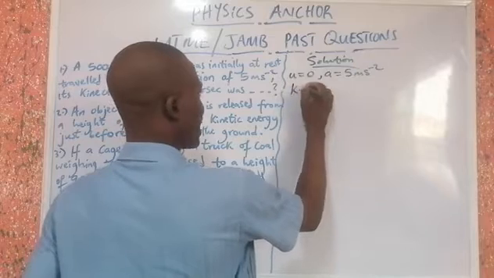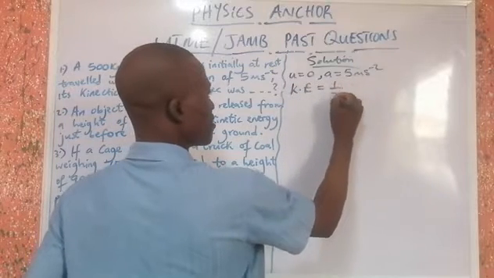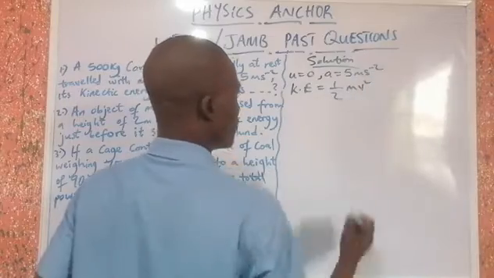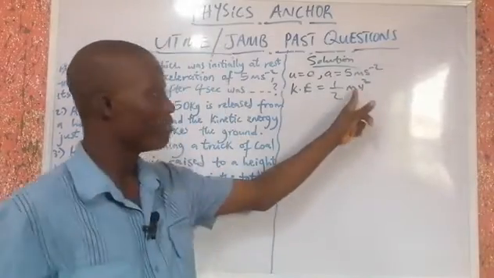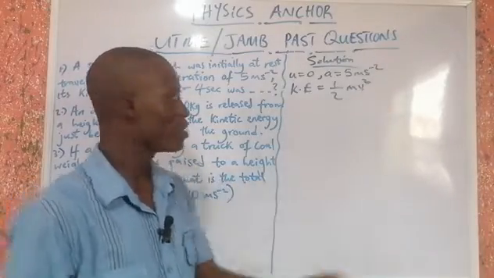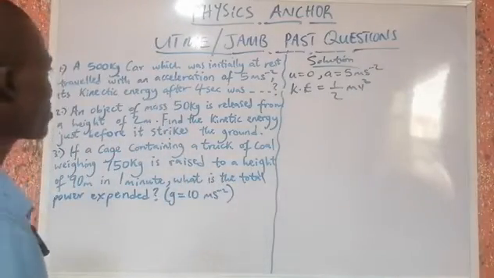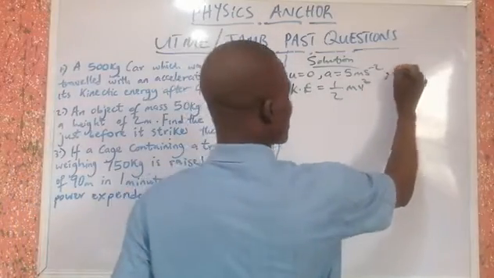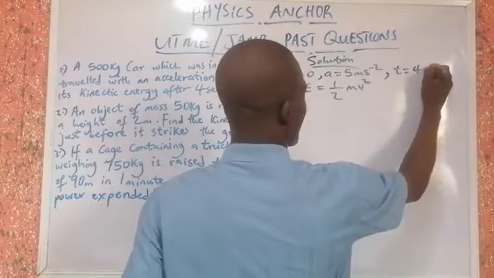We know that our kinetic energy is calculated using half mv square, where m is the mass of the body and v is the velocity of the body. So let's look at it. Again, we have time. The time being given is t equals 4 seconds.